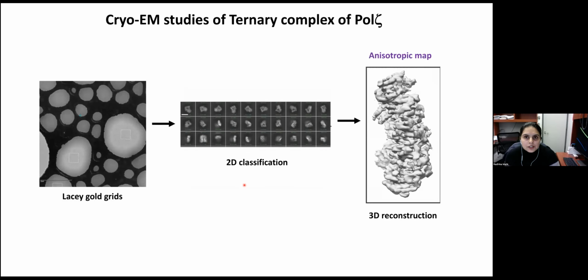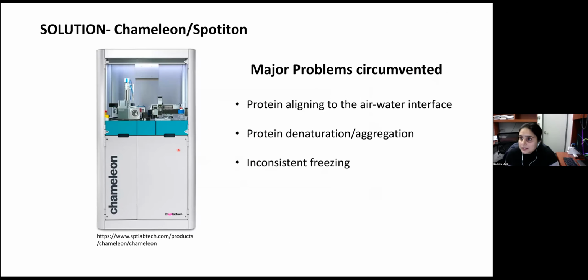So I'll go on to the ternary complex of Polζ now, where we were experiencing the same problem of preferred orientation and getting these anisotropic maps. So basically, in this case, we used Chameleon. Chameleon is an innovative sample preparation method, which was actually called Spotiton and has been developed at the New York Structural Biology Center under the guidance of Bridget and Clint.